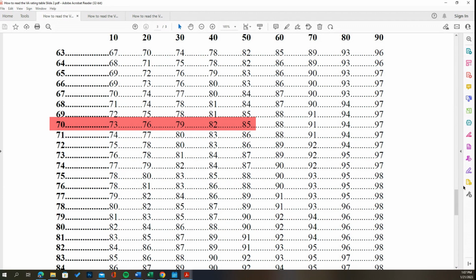So you got 70. If it was a 10%, it'd be 73%. If it was 20, 76, 30, 79, 40, 82. But we said the migraines is at 50. So you look to the left, 70. The top row is 50, intersects at 85.